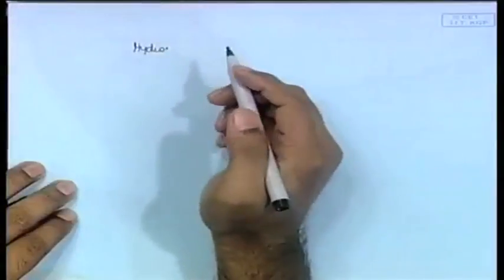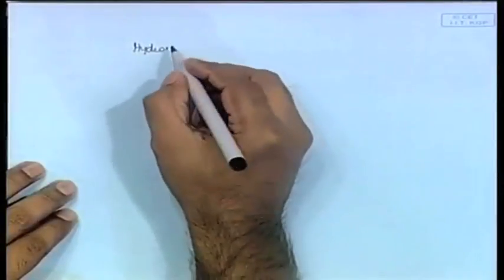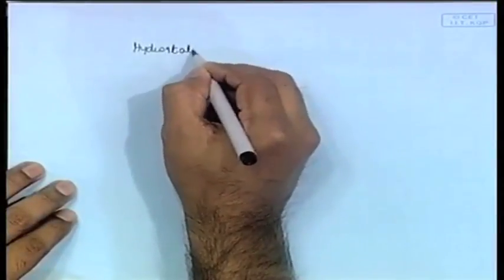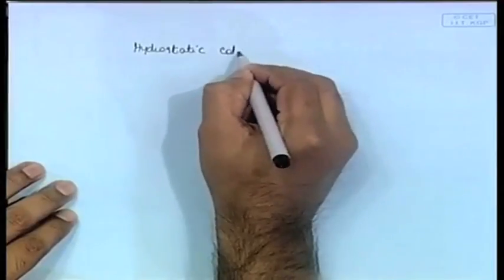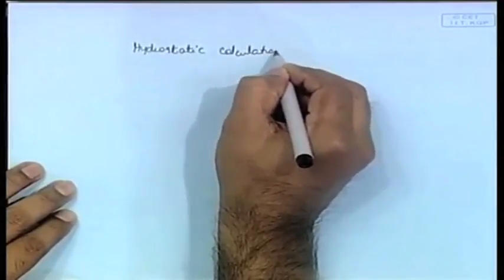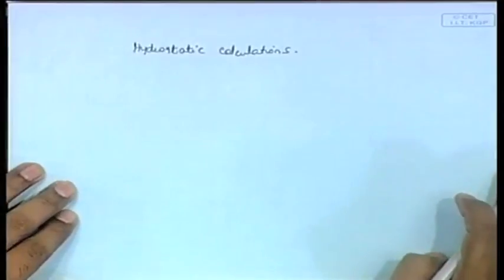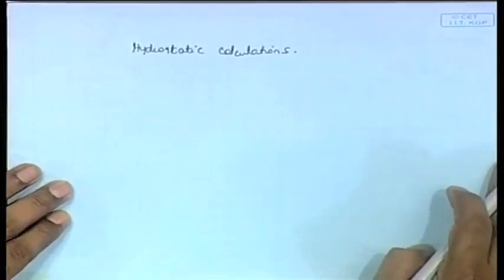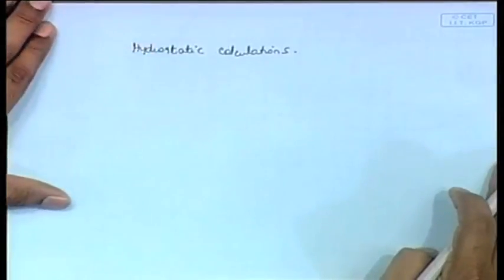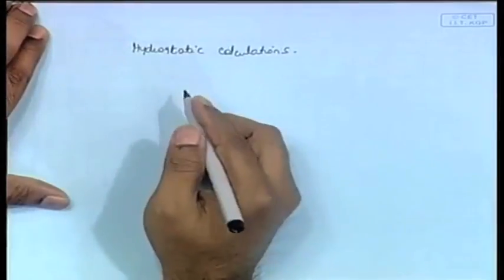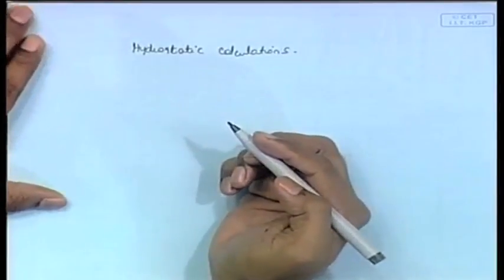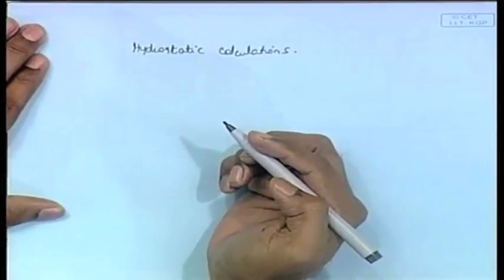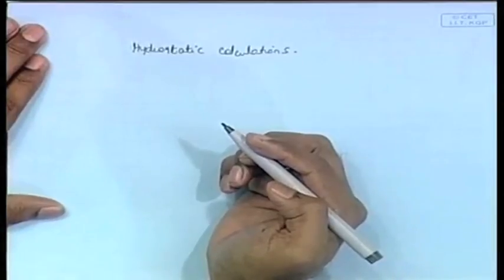So, let us start with what are known as hydrostatic calculations. We already mentioned a little bit about hydrostatic curves, hydrostatic calculations. Now, the first thing that we need to calculate, the first hydrostatic calculation that you will need to perform is to find the water plane area.